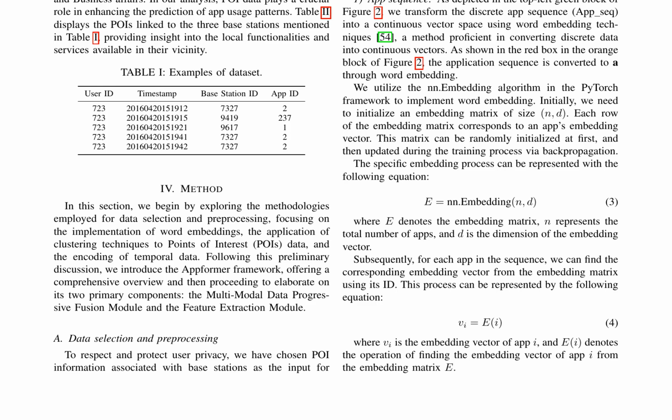The paper introduces the Appformer framework, which consists of two primary components: the Multi-Modal Data Progressive Fusion module and the Feature Extraction module. The Appformer framework is designed to effectively leverage the rich, interconnected data, enhancing its predictive accuracy for upcoming application usage. The mathematical representation of the predictive model is illustrated by equation 1, which represents the next application a user is likely to use based on a multidimensional feature sequence incorporating essential historical data.